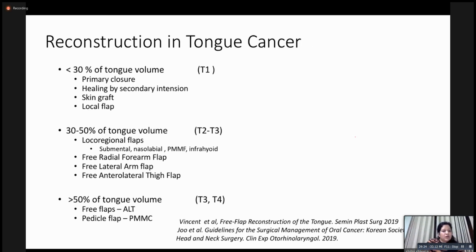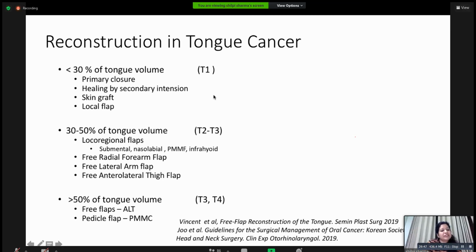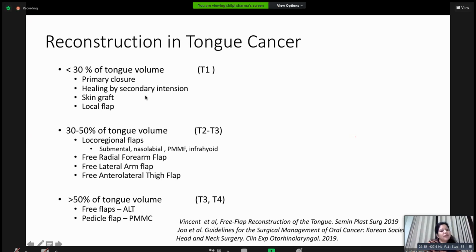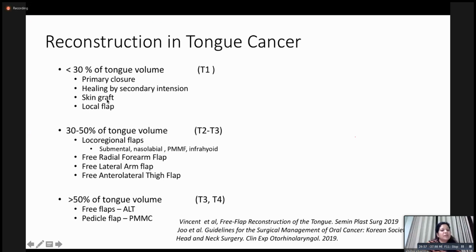Just a few slides about reconstruction. Though it is a separate topic, the topic won't be complete without this. If you look at the solid evidence, there are no standard guidelines on what to do when, but this is a common algorithm which most of us follow. If you have a T1 tumor which leaves a defect of less than 30% of the total tongue volume, it can be closed primarily or left raw, where it heals by secondary intention. It may even be covered with a skin graft in certain cases, or a local adjacent flap can be done.